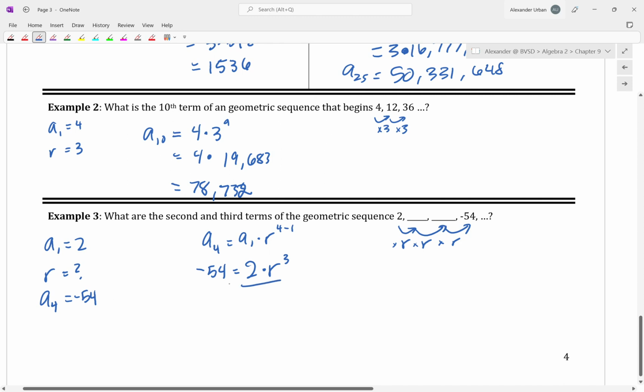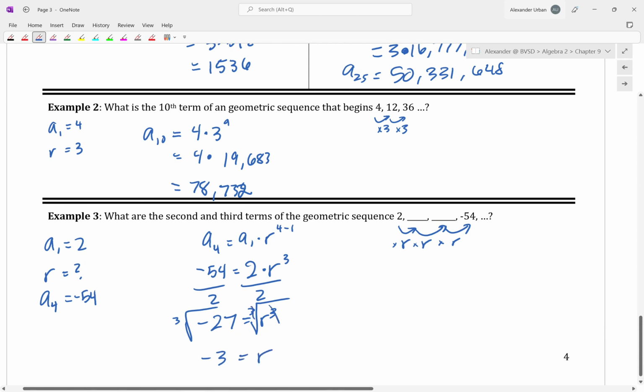From here, we just do some math, which is algebra. We need to divide both sides by 2. We end up with negative 27. Negative 27 is equal to r cubed. To get rid of a cube, we need to use the cube root, and we end up with negative 3 will be equal to r.